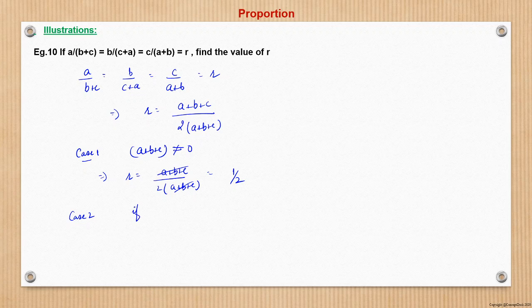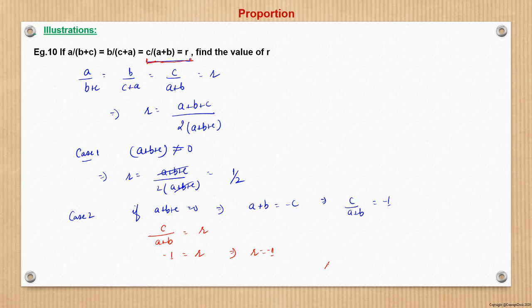Case 2, if a plus b plus c is equal to 0, so this means that a plus b is equal to minus c, right? So we can say that c upon a plus b is equal to minus 1, and c upon a plus b is equal to r, so this gives r is equal to minus 1.